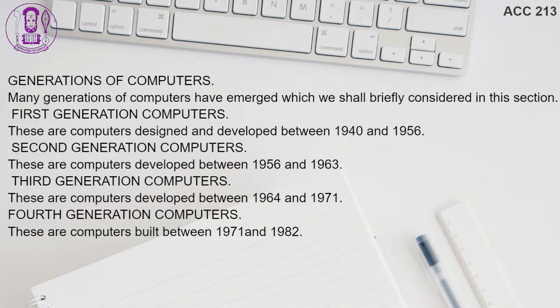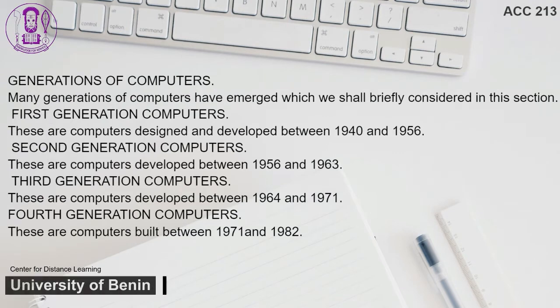Generations of computers. Many generations of computers have emerged, which we shall briefly consider in this section. First generation computers. These are computers designed and developed between 1940 and 1956. Second generation computers. These are computers developed between 1956 and 1963. Third generation computers. These are computers developed between 1964 and 1971.